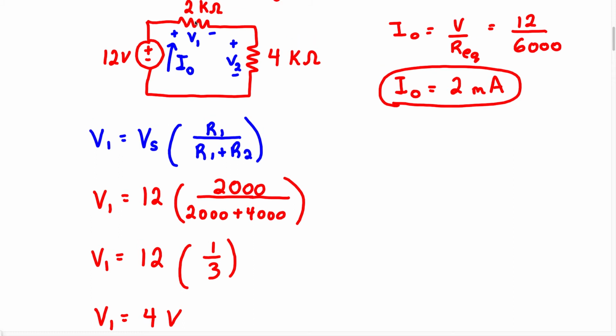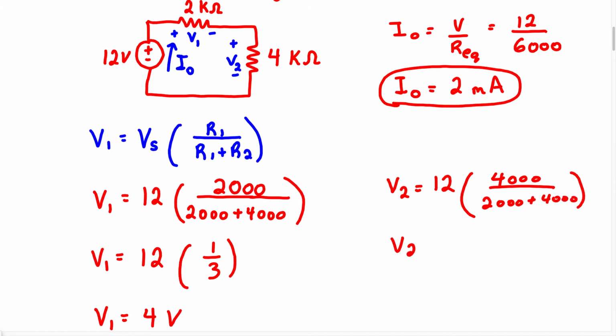Okay, now that we know the voltage across this resistor, let's find the voltage across this resistor here. Now, of course, I can just subtract, but I'm going to use voltage division for the sake of practice. So to find the voltage across a resistor in a single loop, all you're going to do is say V2 equals the voltage source we know is 12 over, we're now going to do R2. So this is going to be R2. We know R2 is 4,000 over R1 plus R2, which is 2,000 plus 4,000.